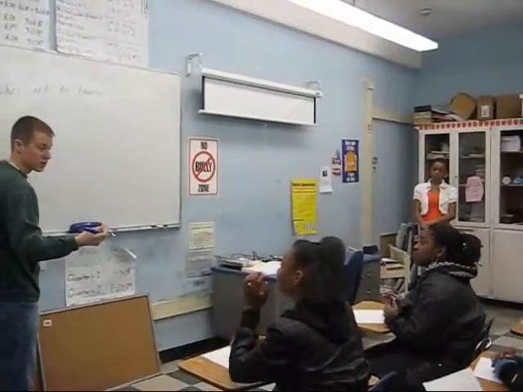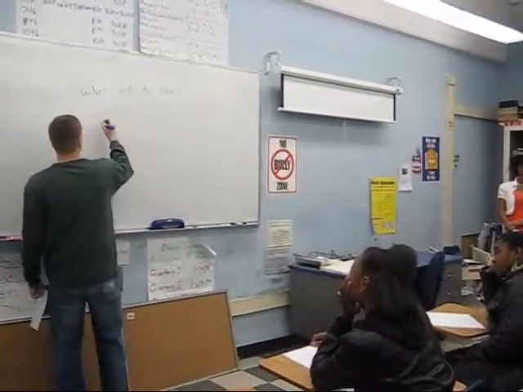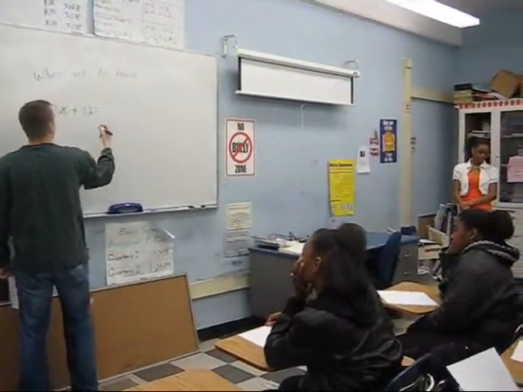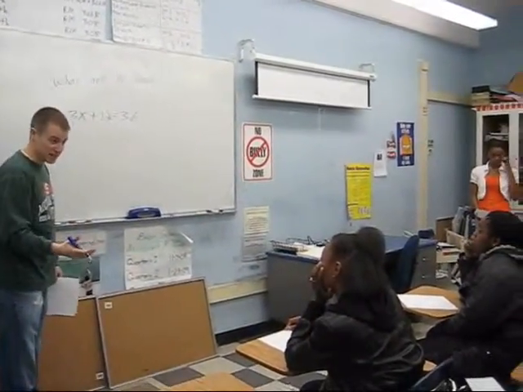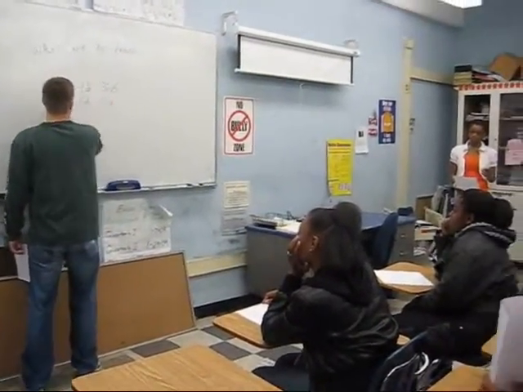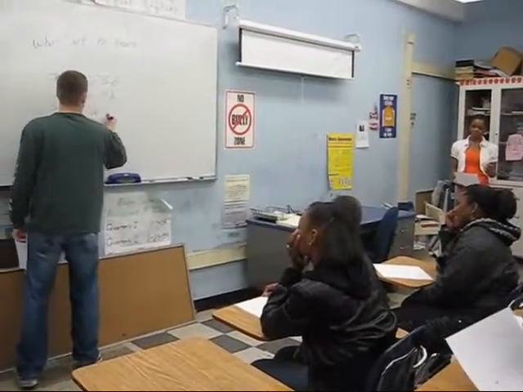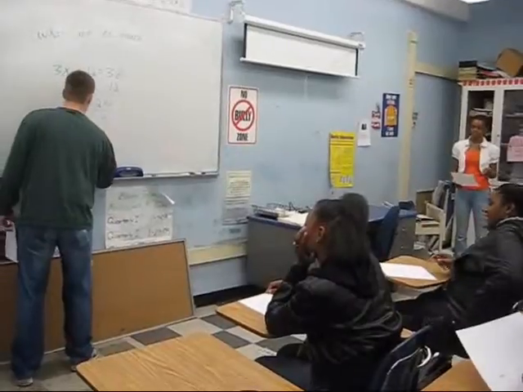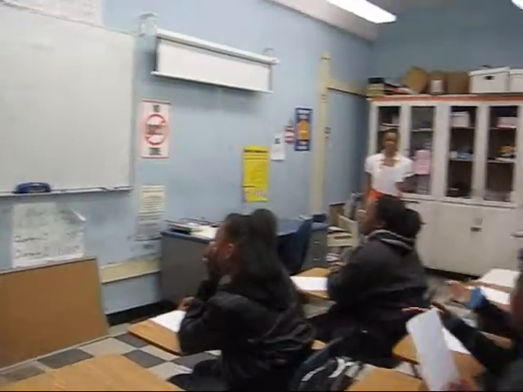Alright class, so today we're going to learn how to solve equations. It's really easy. All you have to do is something like this. If you have a problem like 3x plus 12 equals 36, all you have to do is subtract 12 from both sides and then divide both sides by 3. That's the answer. Isn't that so easy?